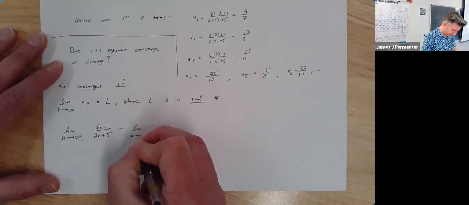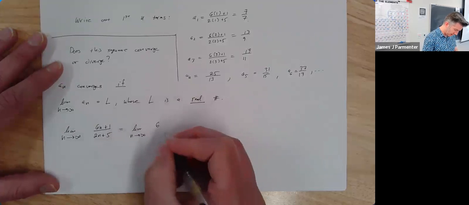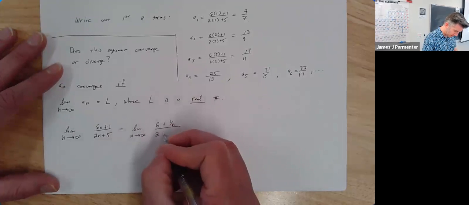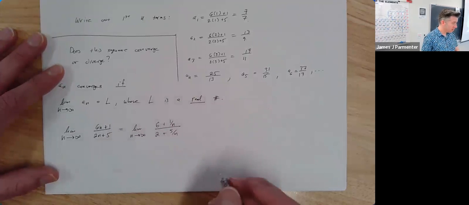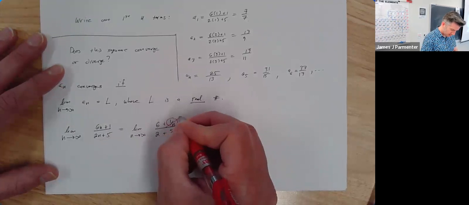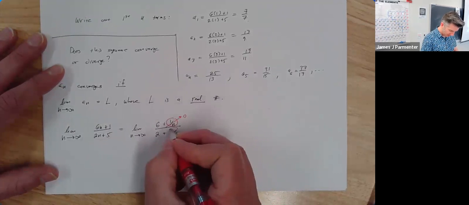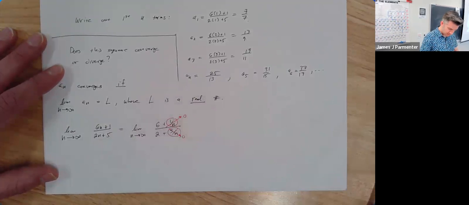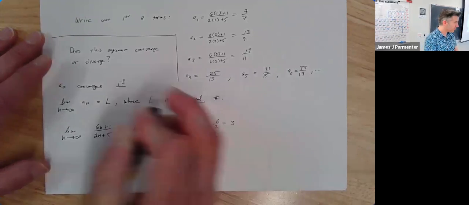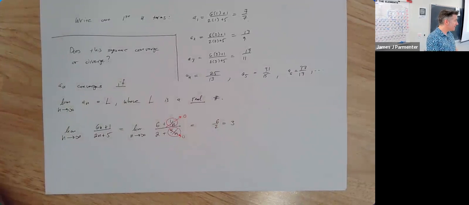So the limit as n goes to infinity of 6n divided by n plus 1 divided by n, over 2n divided by n plus 5 divided by n. Well, 1 over n, as n gets very, very large, gets very, very small. 5 over n does the same thing. So when you plug this in, you get 6 over 2, which is 3. So this sequence converges to 3. It is getting closer and closer to 3 as n gets larger and larger.